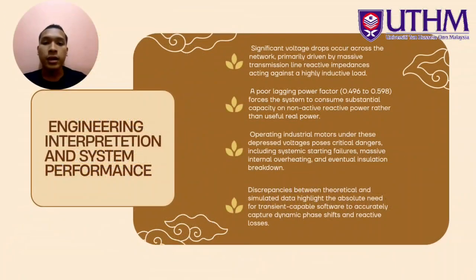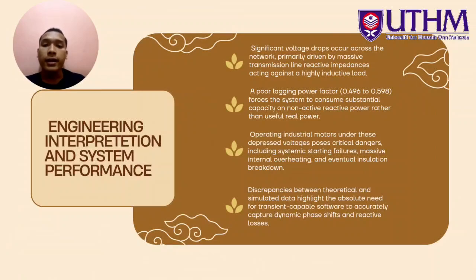Moving on to slide 7, let's look at the engineering interpretation of our system performance. First, several voltage drops occur across the network. This is primarily driven by the high transmission line reactive impedance acting against our industrial load. Second, due to the inductive motor load, the system operates at a poor lagging power factor of 0.496 to 0.598. This forces the network to spend a massive 1,369.21 VAR purely on non-active reactive power rather than delivering useful real power.